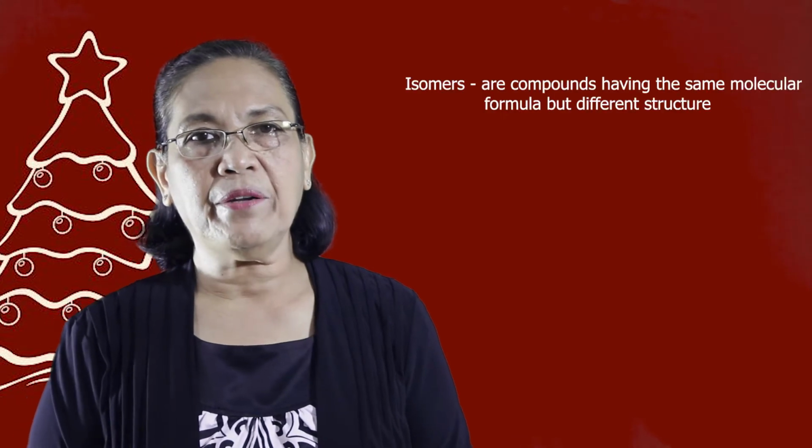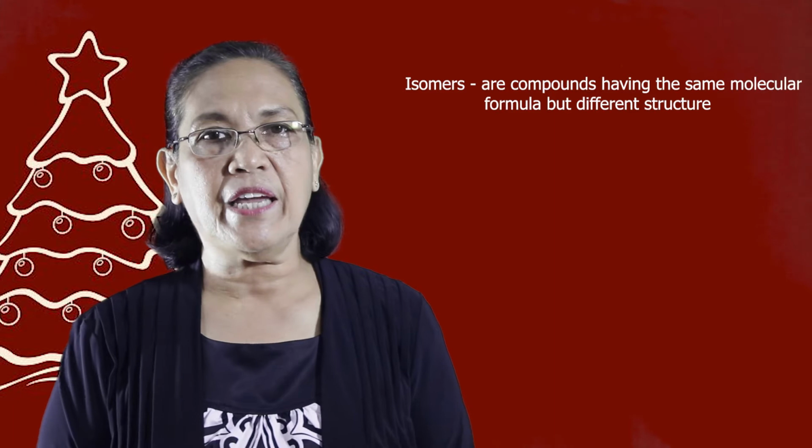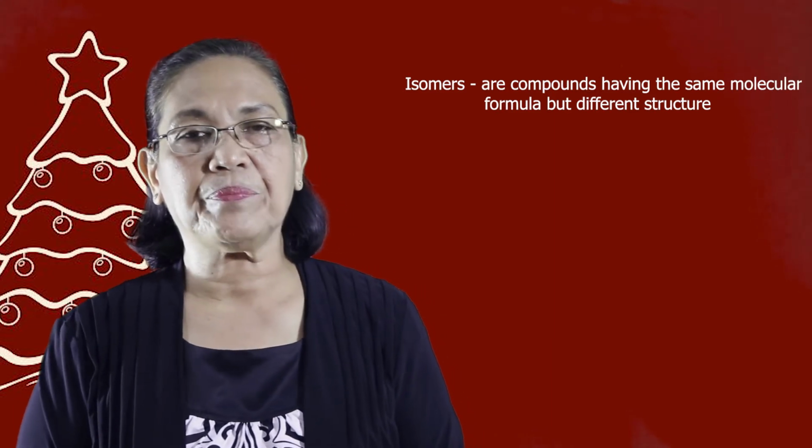Now, in pentane, if one of the carbon atoms is placed as a branch to the straight chain of 4 carbon atoms, the name of this isomer is isopentane. Otherwise, it is called 2-methylbutane. Now, what do we mean by isomer? By the way, isomers are those compounds having the same molecular formula but different structure.